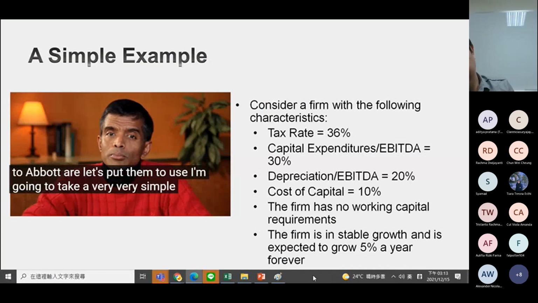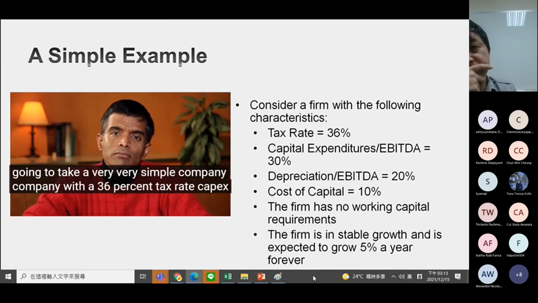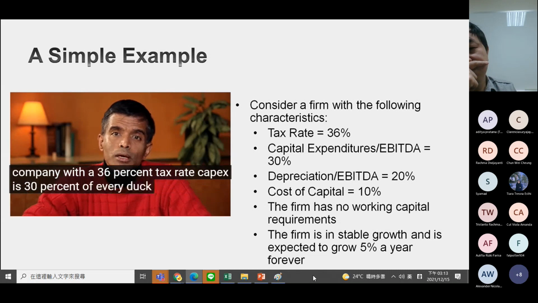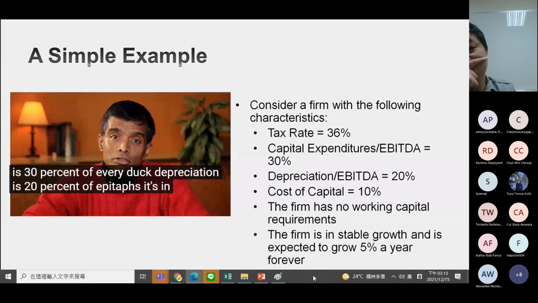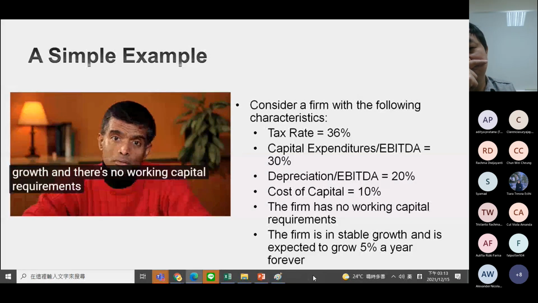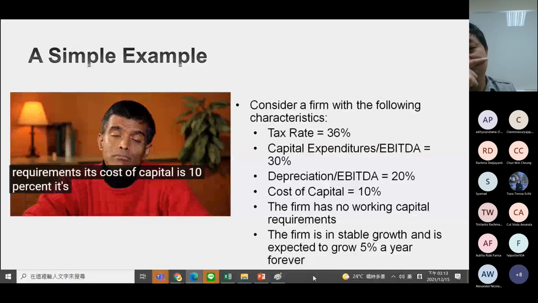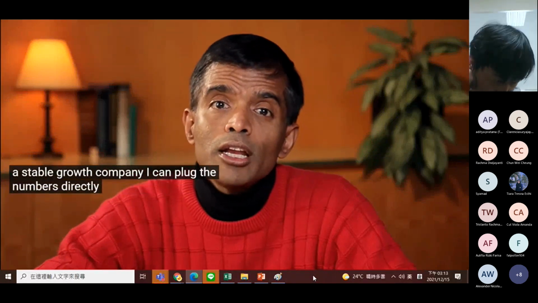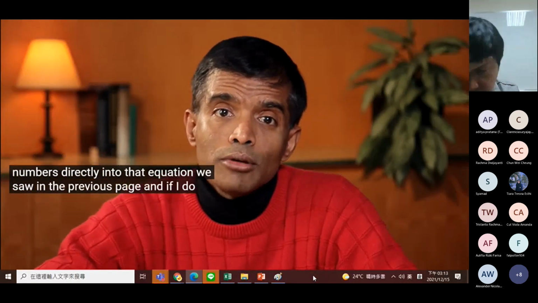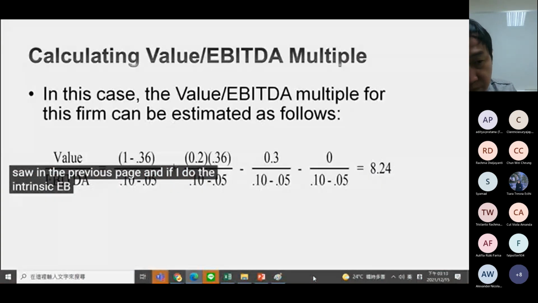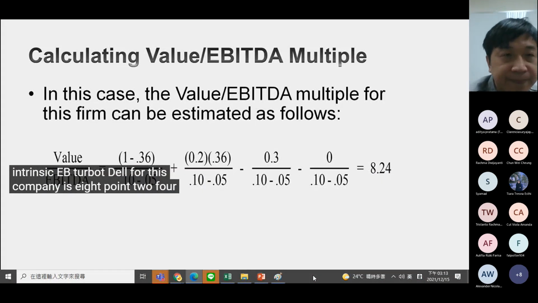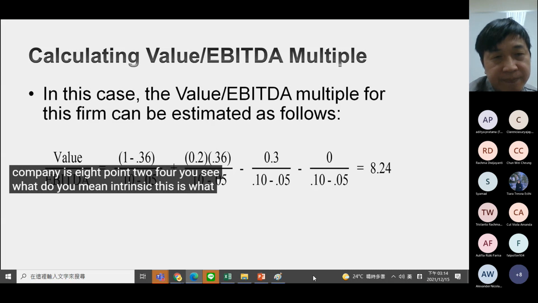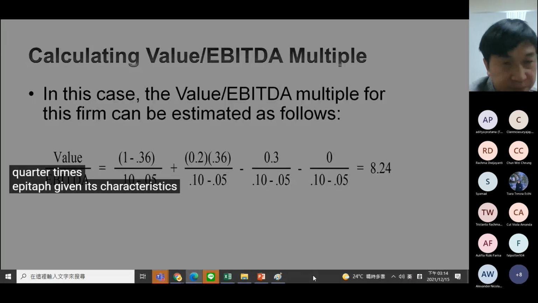I'm going to take a very, very simple company with a 36% tax rate. CapEx is 30% of EBITDA. Depreciation is 20% of EBITDA. It's in stable growth and has no working capital requirements. Its cost of capital is 10%. Let's plug the numbers in. This is a stable growth company. I can plug the numbers directly into that equation we saw on the previous page. And if I do, the intrinsic EV to EBITDA for this company is 8.24. You see, what do you mean intrinsic? This is what I would get if I used a discounted cash flow model to value this company. This company should trade at 8.25 times EBITDA given its characteristics.